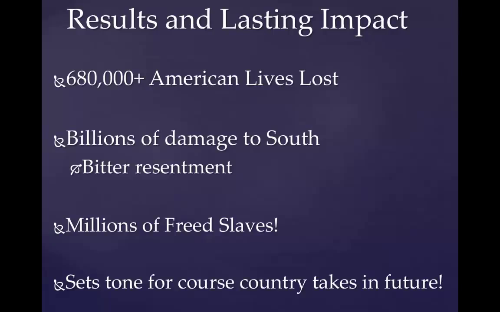But really, the lasting impacts set the tone for the course the country is going to take in the future, and really the industrial North is now going to be spreading out, and the effects of the Industrial Revolution are going to be seen all the way throughout the country.